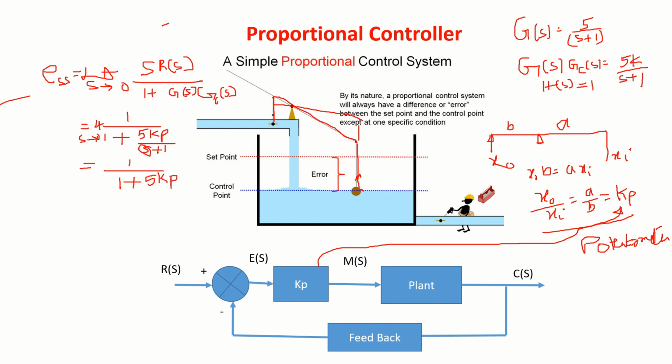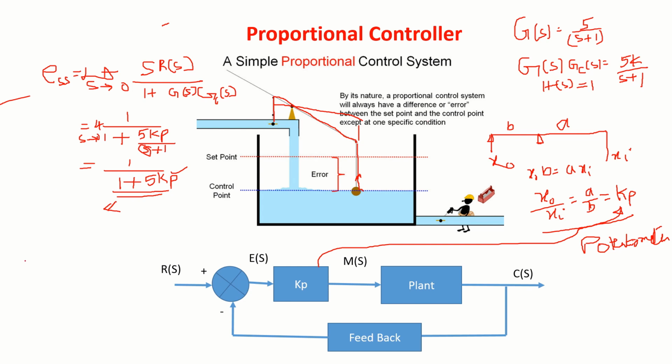Suppose if I increase the value of Kp, the denominator will increase. Error decreases. Steady state error decreases. But however, there will be a constant value, some value left, like it will not become completely 0.